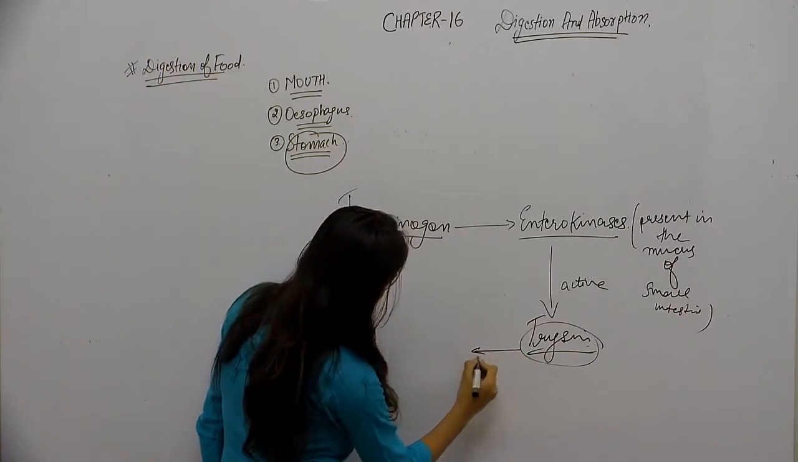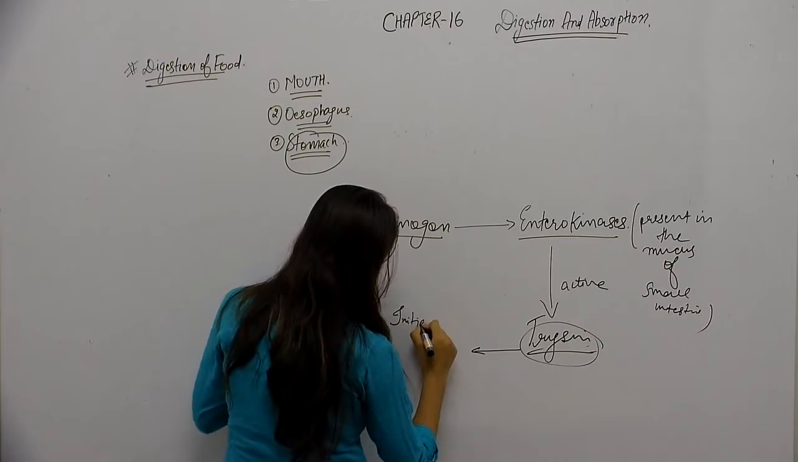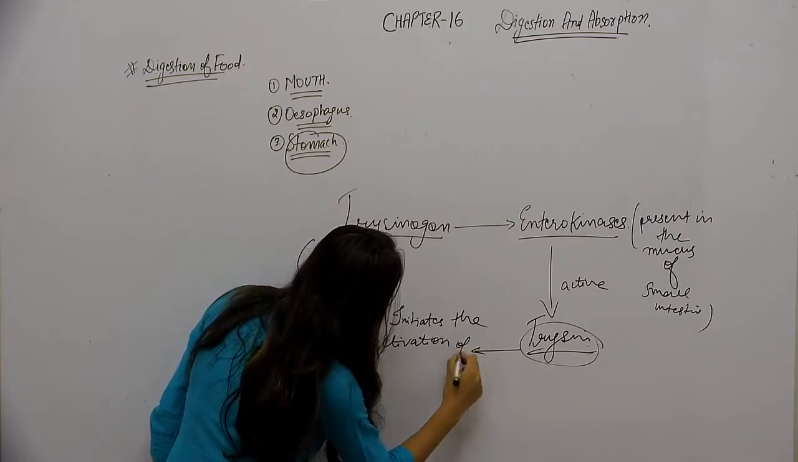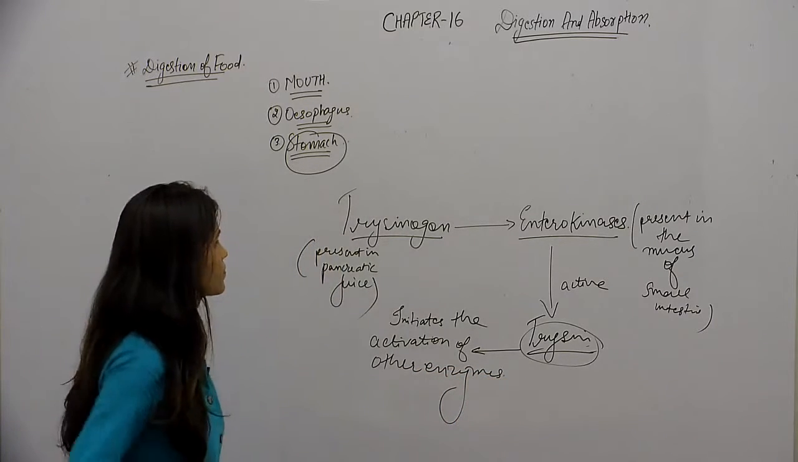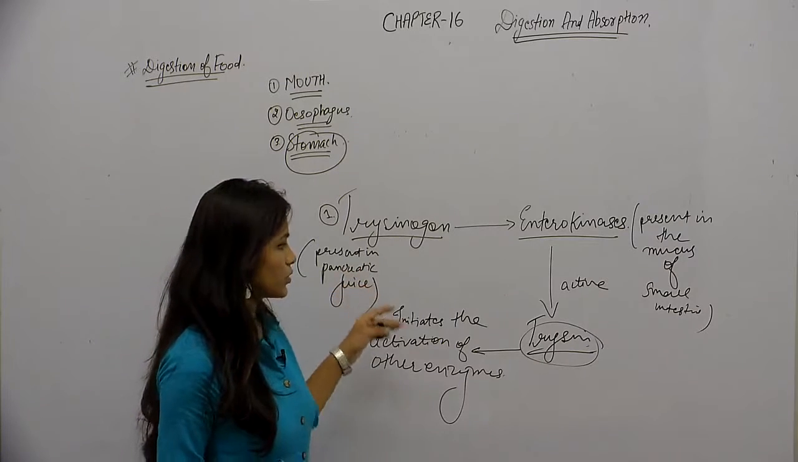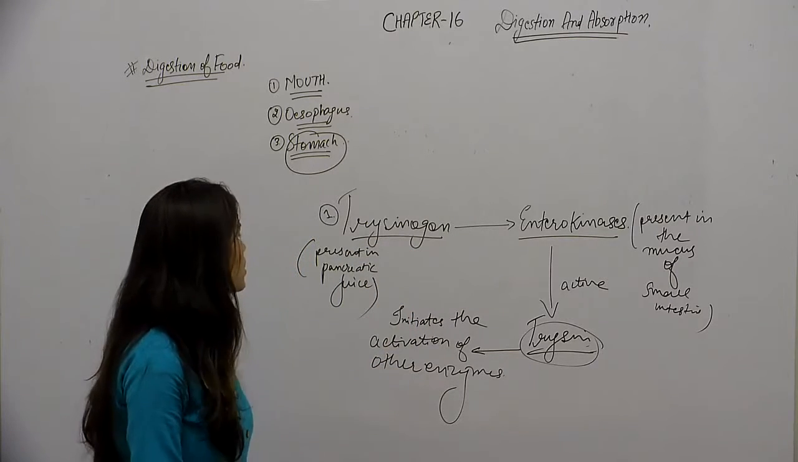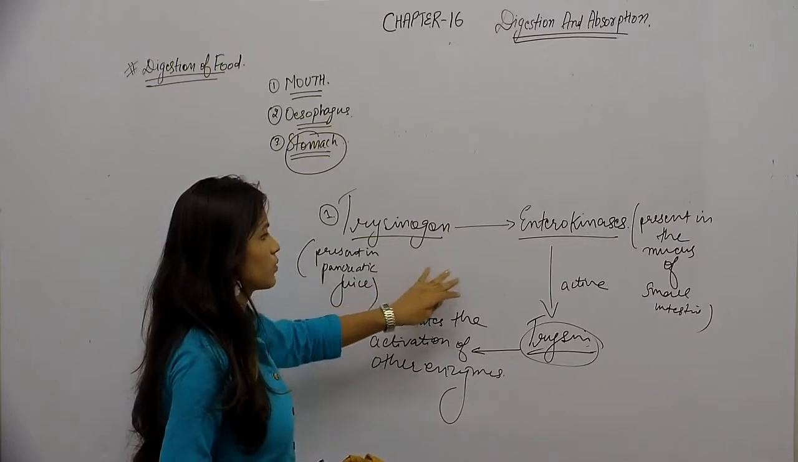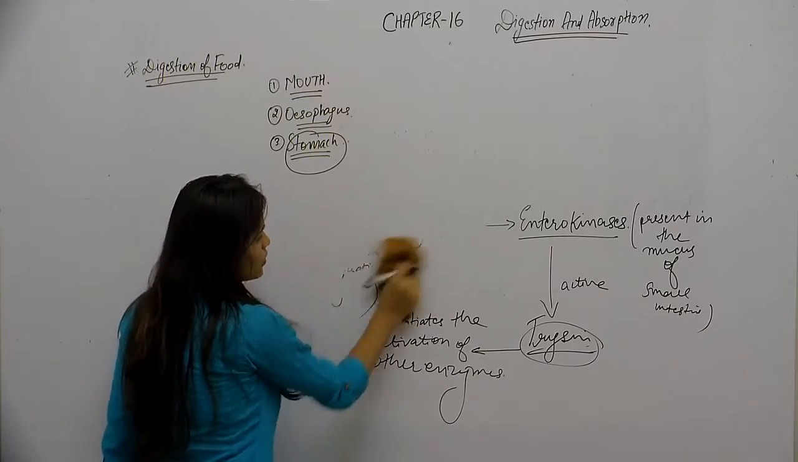So this initiates the activation of other enzymes. This is the first step, how the initiation of the digestion of the food basically occurs. So this was up to the trypsin, this was the role of the trypsin, how it gets converted into the active form. Now this was all about the pancreatic juices.